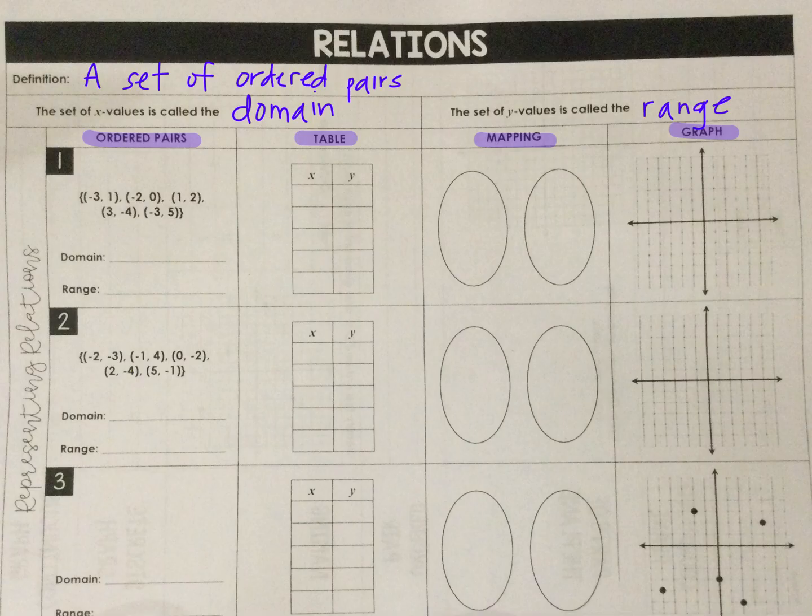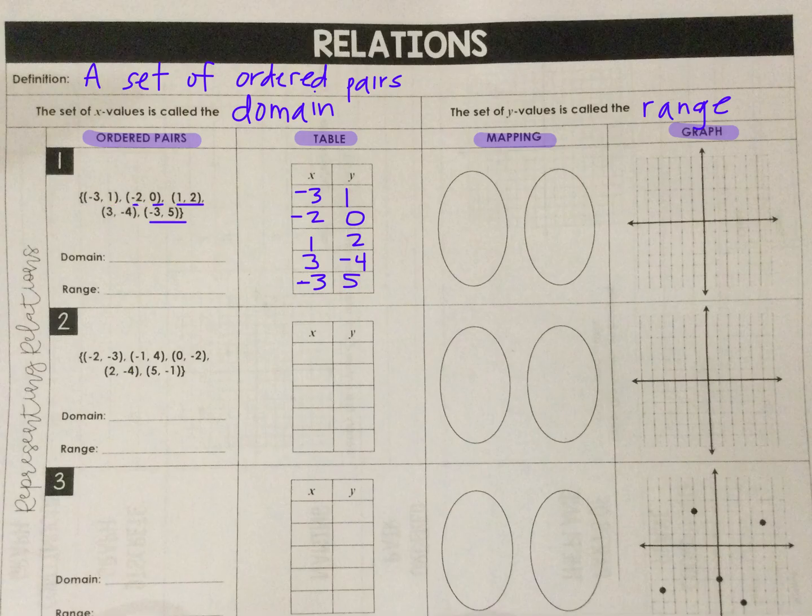And each one kind of has its own little set of rules. The easiest one is the table. I just take this, -3, 1, -2, 0, 1, 2, 3, -4, -3, 5. So that's simple, self-explanatory.